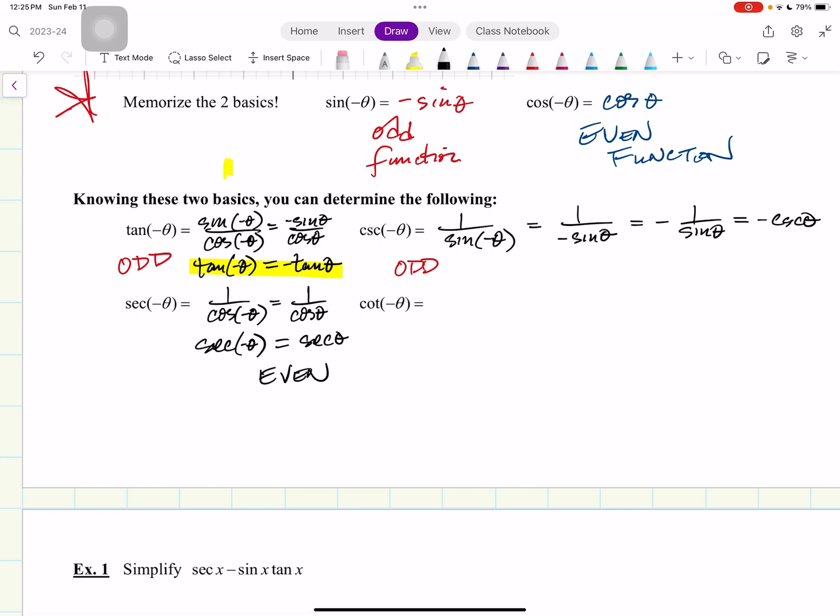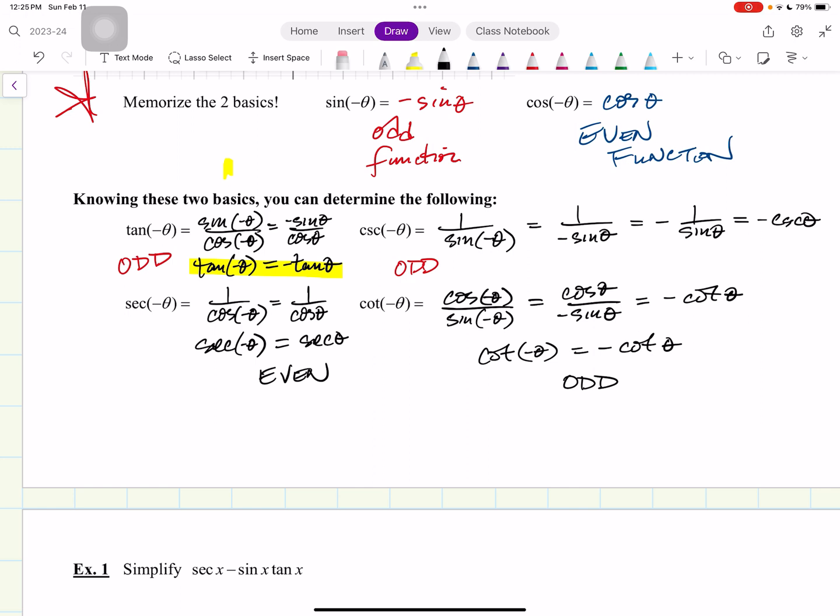Okay, how about the cotangent function? Well, this is equal to the cosine of negative theta divided by the sine of negative theta. If you simplify each, the top becomes cosine of theta by definition because it's even. The bottom is negative sine theta because it's odd. And so you get negative cotangent theta. So that means that cotangent of negative theta is equal to negative cotangent theta. So that tells you that it's odd.